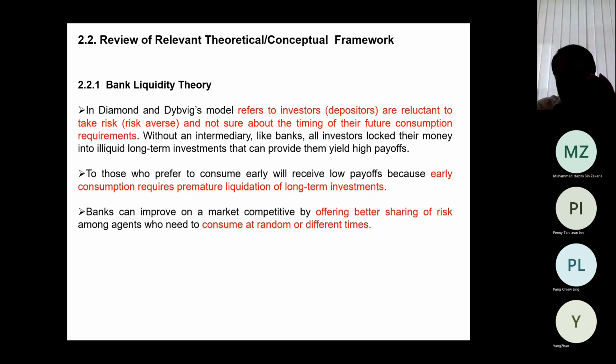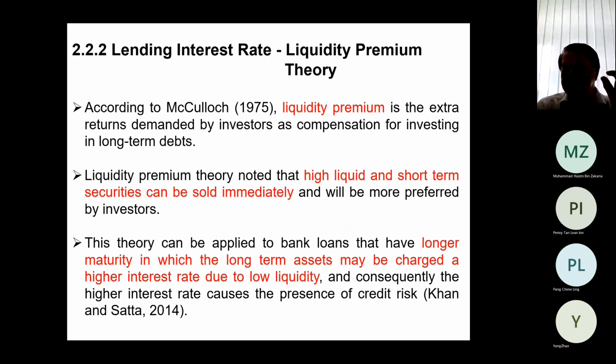Therefore, they prefer to use their money in what we call easily liquid form. Therefore, they prefer to consume earlier, and will receive a low payout because early consumption requires premature liquidation of long-term investment. So this is one of the theories. Another theory we talk about is the liquidity premium theory. Liquidity premium theory, basically according to Matt Gallett, says liquidity premium is an extra return demanded by the investor as compensation for investment in long-term debt.